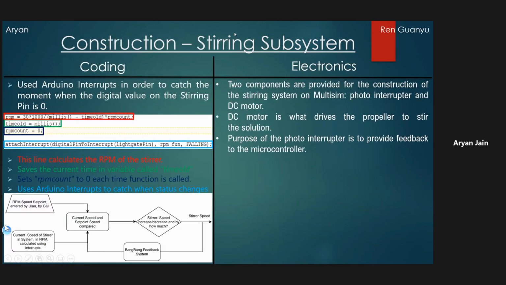The stirring subsystem will take a digital input from the light gate, which will be on or off depending on whether light is transmitted or obscured. By taking the time readings and the light gate readings, we will be able to calculate the speed of rotation in RPM. We used an inbuilt function of Arduino coding called interrupts.